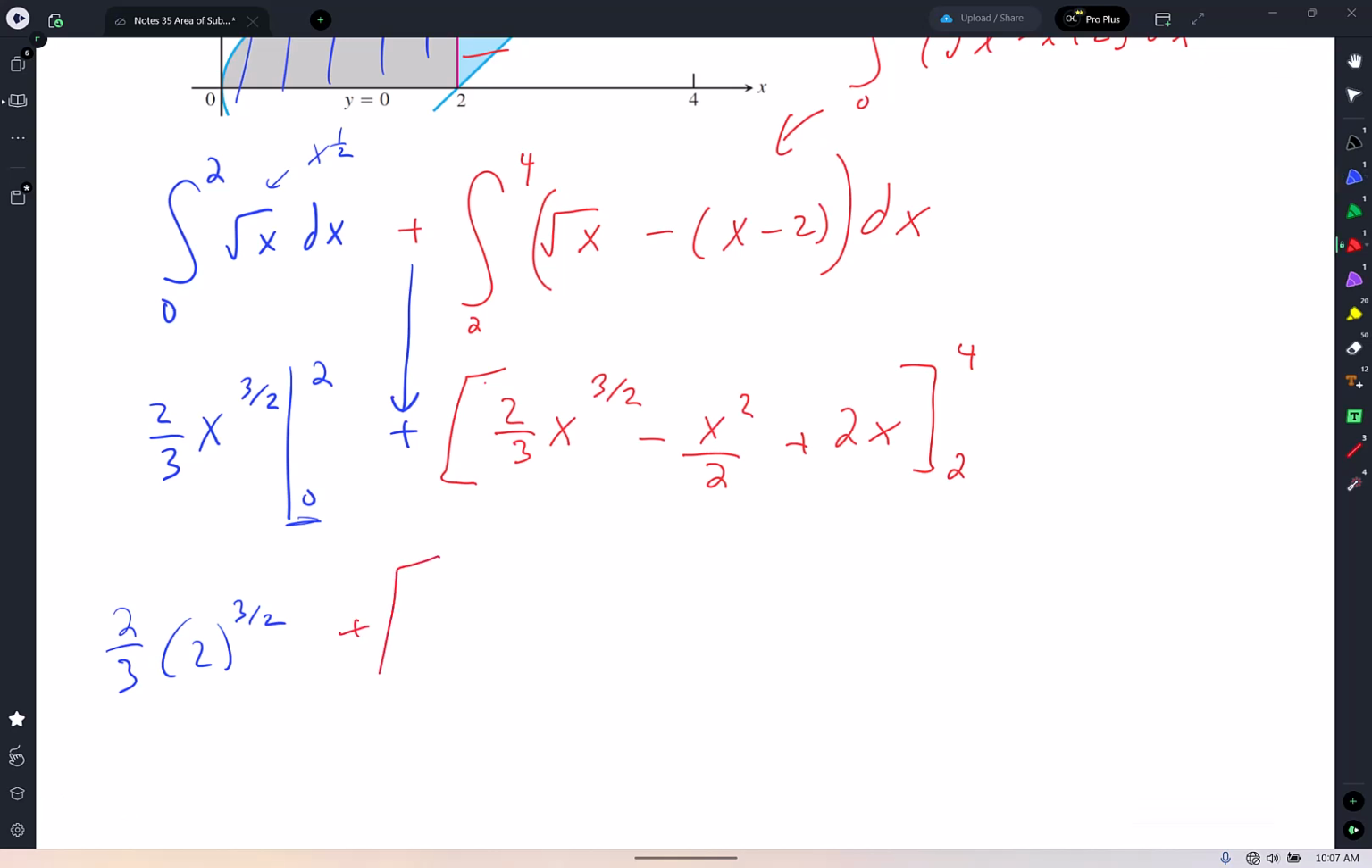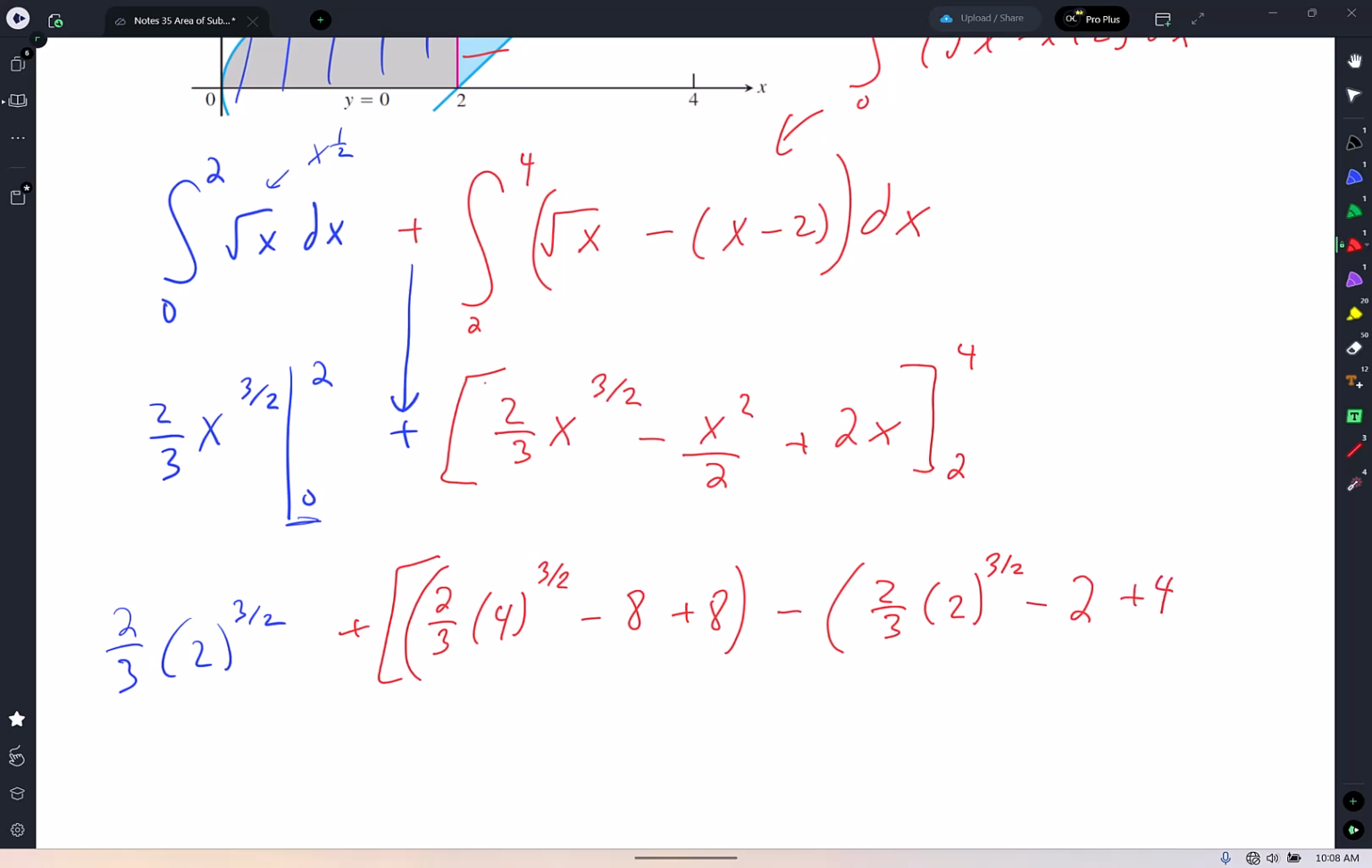Plus, and here we go, giant bracket. I'm going to do upper minus lower, so I'm just going to plug in a 4. 2/3 times 4 to the 3/2, and then 4 squared is 16 divided by 2 is 8, so minus 8, and then 2 times 4 is plus 8. Close the parenthesis. I'll wait for you guys to catch up. Then 2/3 times 2 to the 3/2 minus, let's see, 2 squared is 4, 4 divided by 2 is 2, and then 2 times 2 is 4.